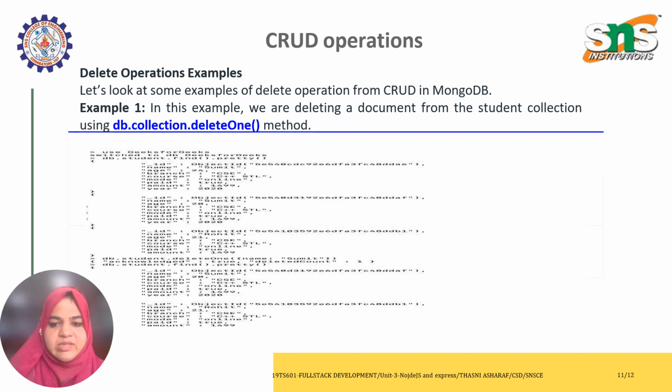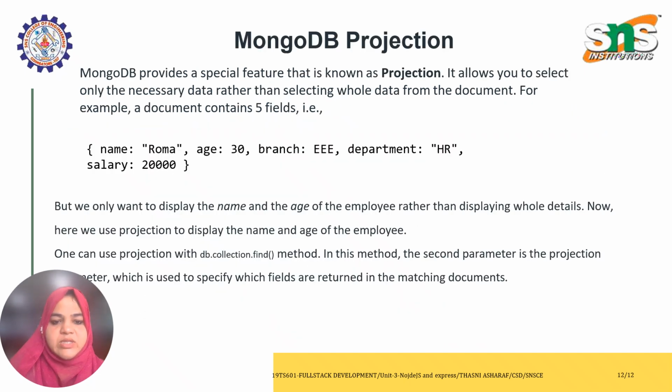We are looking at an example. We are going to perform the delete operation here using deleteOne. Next one is projection. Projection is a special feature in MongoDB. It allows you to select only the necessary data rather than selecting the whole document. If we want to display only the name and age of the employee rather than the whole document, we can use the projection method.